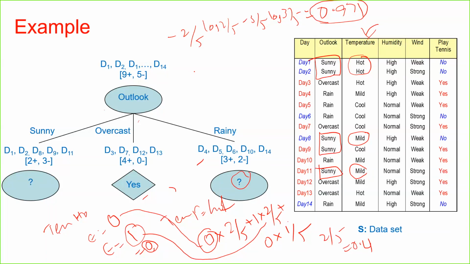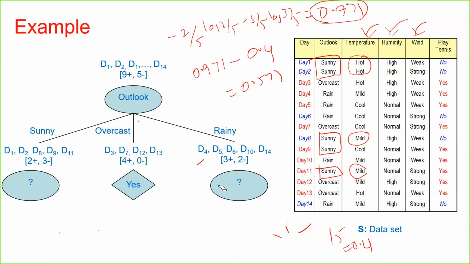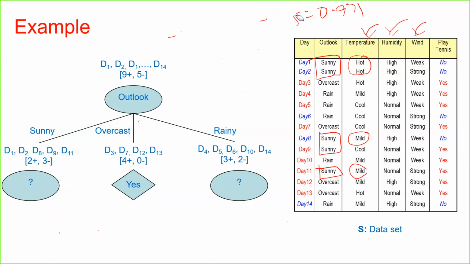So what is the expected reduction in the entropy, which means what is the gain with respect to the temperature? 0.971 minus 0.4, that is 0.57. Similarly, compute the gain for humidity and for the wind. Whichever attribute maximizes the gain, you select that attribute. Procedure clear, right? We'll be repeating the same process recursively.